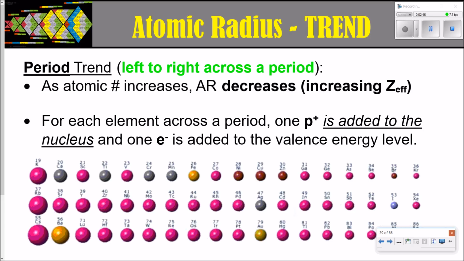Atomic radius as a trend: if you are moving left to right across the period, you're going to be increasing the Z-effective nuclear charge. For each element that you move across, if you start on the left and you move across to the right, one proton is going to be added to the nucleus and one electron is going to be added to the valence energy level. As you add a proton, it increases your Z-effective nuclear charge, which means those electrons are going to be pulled in closer to that nucleus, because there's more of a positive charge acting on those electrons.